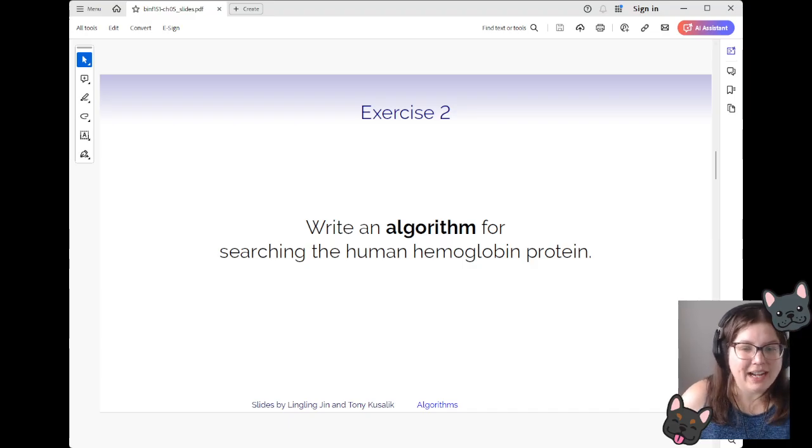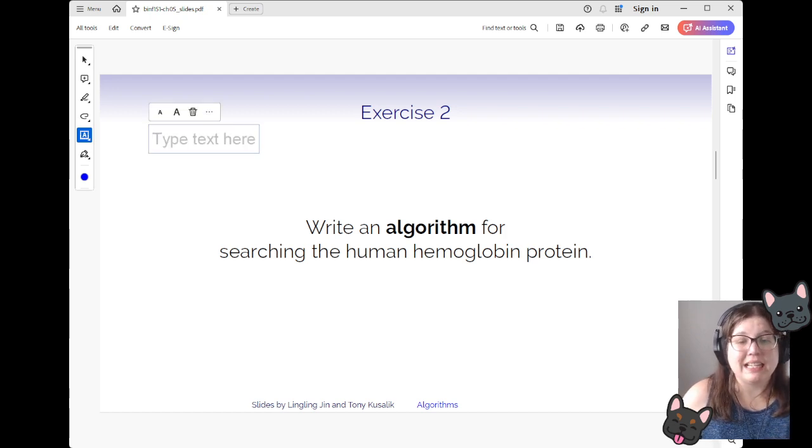All right, so our next exercise that we're going to do is write an algorithm for searching the human hemoglobin protein. Now, we have answers to all of these in the lecture exercise solutions. You can go in there and take a look at it. What I will say for all of those is that whenever we're talking about algorithms, and even when we're talking about programming, there are so many different ways to do things. So if you're coming up with an answer that is slightly different, it's not that it's wrong, it's just different.